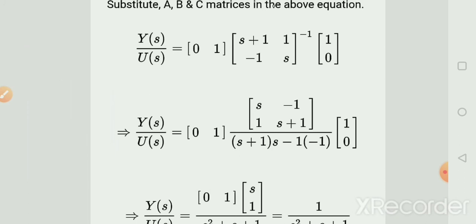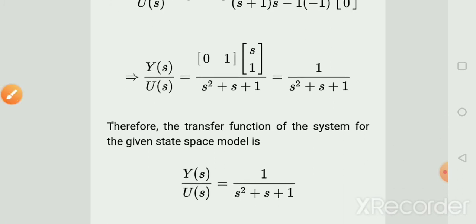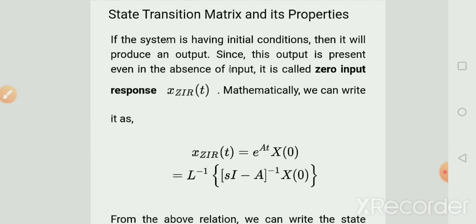Okay, now we have to calculate this. It is 1 over s square plus s plus 1. Therefore, the transfer function of the system is given by Y(s) over U(s) equal to 1 over s square plus s plus 1. Now, state transition matrix and its properties.